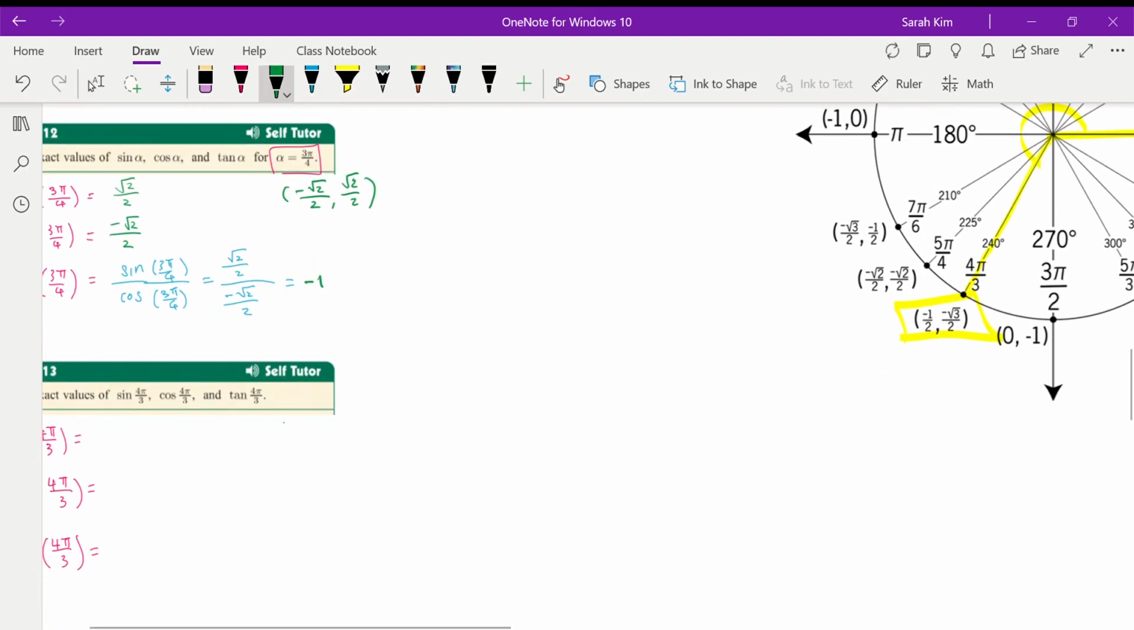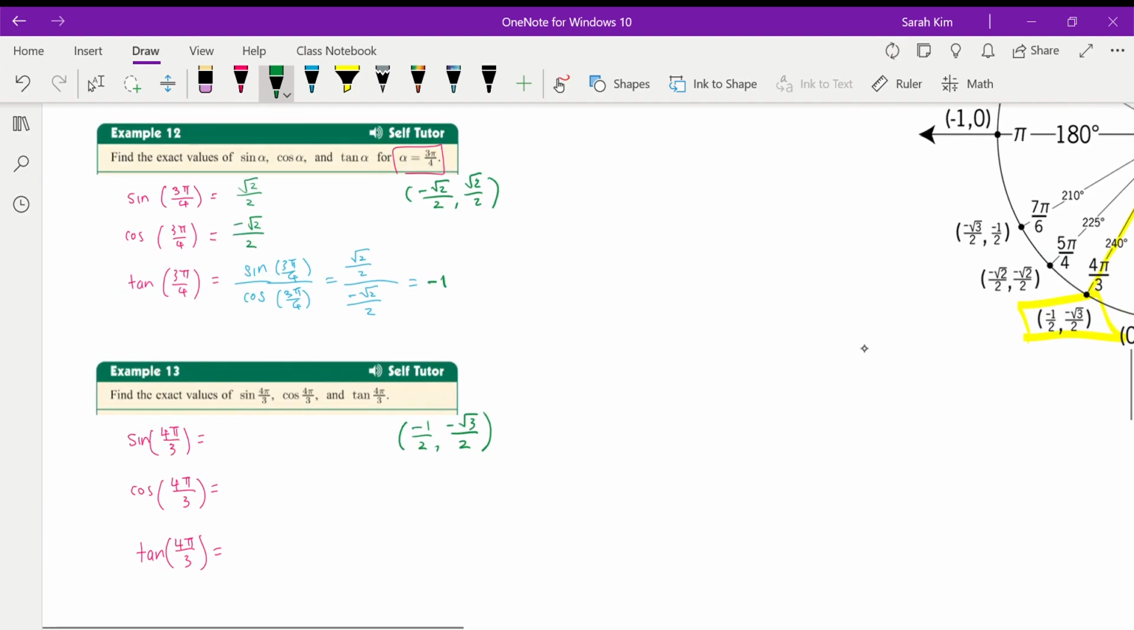So my coordinate is negative a half and negative square root 3 over 2. Again, as I said, this is my cos, this is my sine. So my sine ends up being negative square root 3 over 2. This answer becomes negative a half. So my tan becomes sine 4 pi over 3 divided by cos 4 pi over 3.